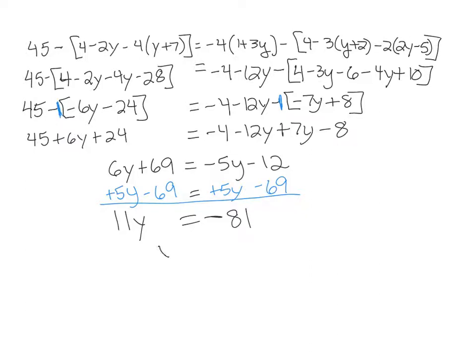And now you divide both sides by your coefficient. You had the negative 81 and you divided by the 11. And by the way, always, always, always reduce fractions to lowest terms every time. So 11 and 81 don't have any common factors, so I'm done with that.